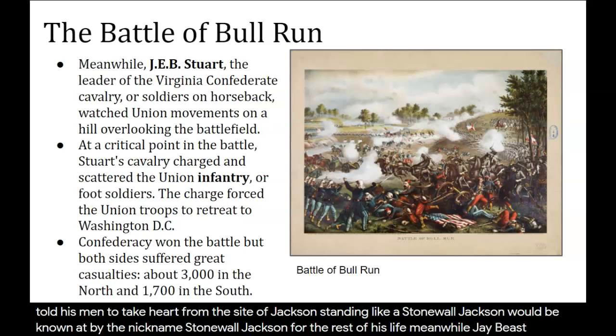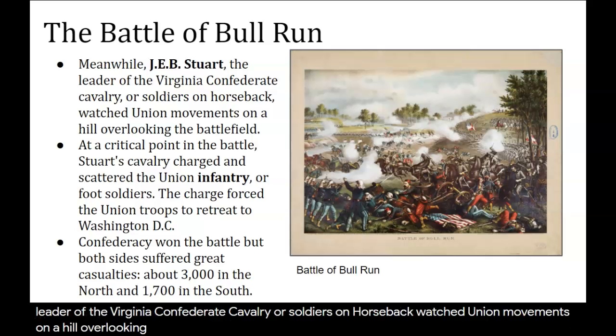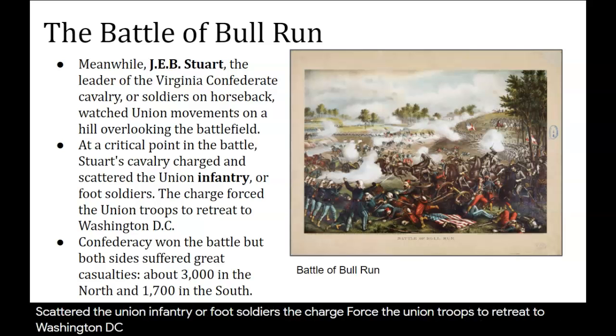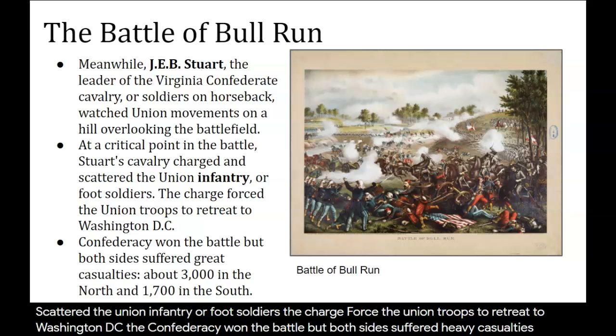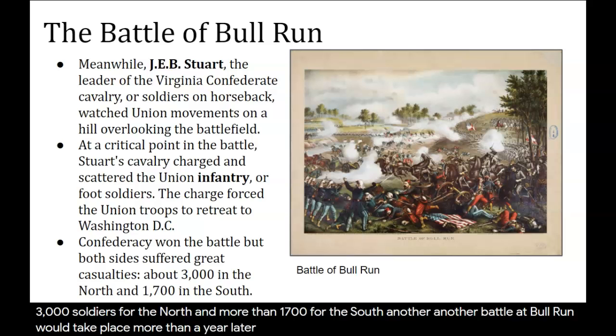Meanwhile, J.E.B. Stuart, the leader of the Virginia Confederate Cavalry, or soldiers on horseback, watched Union movements on a hill overlooking the battlefield. At a critical point in the battle, Stuart's cavalry charged and scattered the Union infantry, or foot soldiers. The charge forced the Union troops to retreat to Washington, D.C. The Confederacy won the battle, but both sides suffered heavy casualties, about 3,000 soldiers for the North and more than 1,700 for the South.